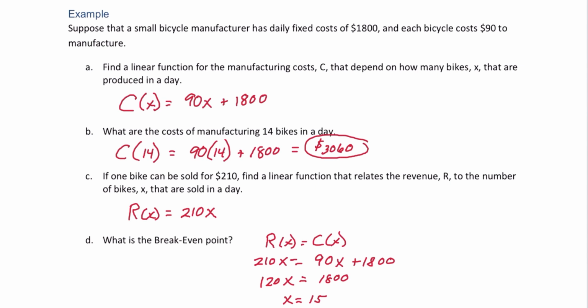So that represents the number of bikes, 15 bikes. This is the break-even point in a day. If you sell 15 bikes, the cost and the revenue will be the same. So if this is your company and you want to make a profit, you need to sell more than 15 bikes.